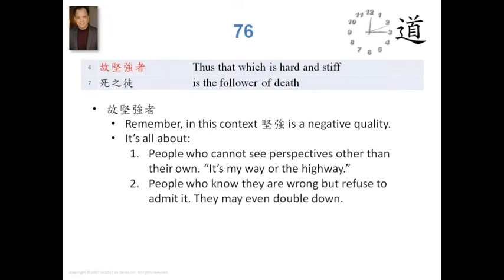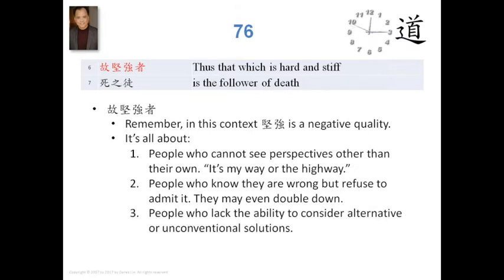Two, people who know they are wrong but refuse to admit it. They may even double down. So this is very common, and this is a little bit different from number one, as you can see. Number one is the insistence of doing things in a particular way. Number two is to refuse to admit that you have made a mistake, that you have spoken erroneously, and that is another manifestation of 坚强.